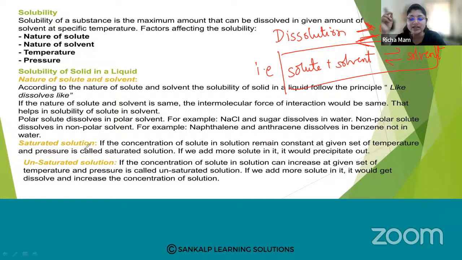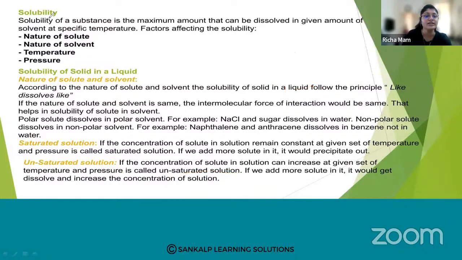There is something called an unsaturated solution also. What is an unsaturated solution? If the concentration of solute particles in the solution can increase at a given temperature and pressure, then it is called an unsaturated solution. Now, these are some of the important terms which we are going to use in solubility. If it contains the maximum amount of solute dissolved in a given amount of solvent, then the concentration of solute in the saturated solution is called its solubility.